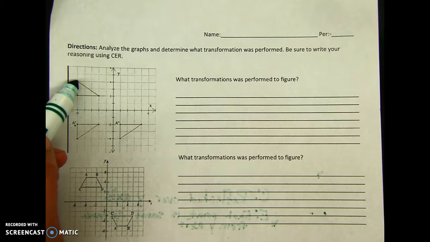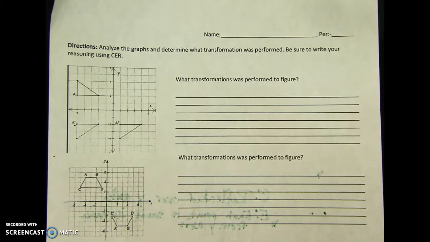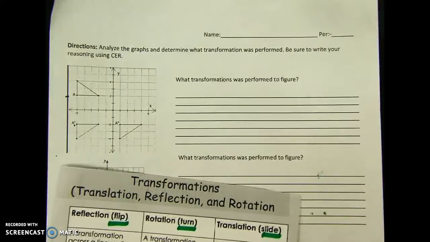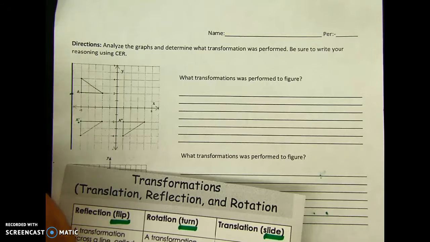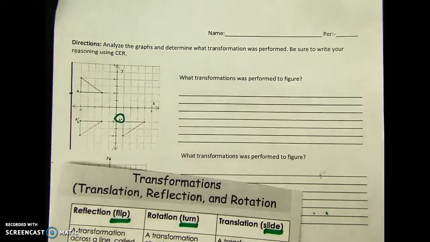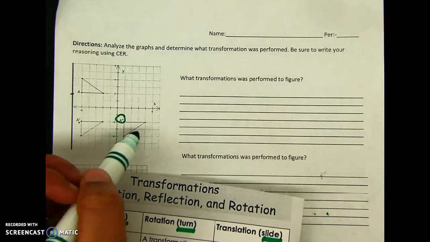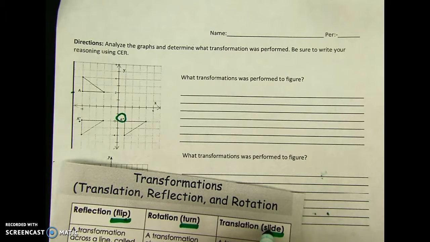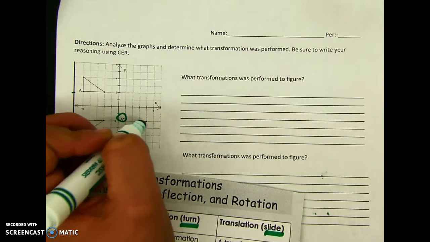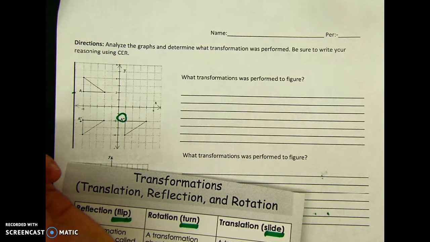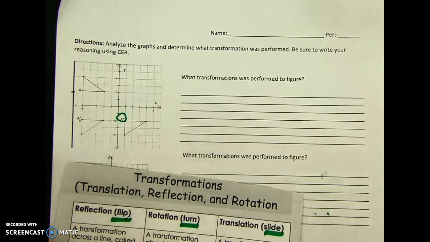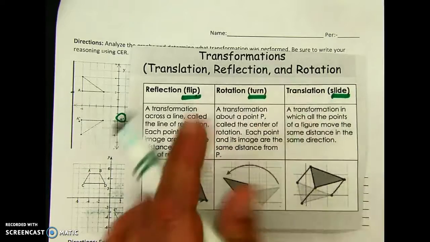Well, if I look here, I can see that it flipped. Okay, back to my notes. It flipped, which means it reflected over the x-axis. My evidence is it's the same distance from the x-axis. The second transformation I have here, I can see that the shape didn't flip. It didn't turn. So it slid. Now I just need to count from one point to the next corresponding points and see how much. 1, 2, 3, 4, 5, 6. So I can say that it slid 6 places.